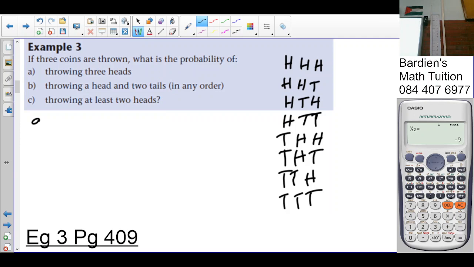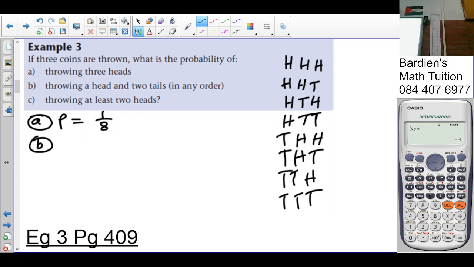So in A, the question is, what's the probability of throwing 3 heads? So your probability is your number of favorable outcomes, which is 3 heads, over the number of possible outcomes. How many outcomes is there that you can possibly get? 8. So the probability of getting 3 heads is going to be 1 out of 8.